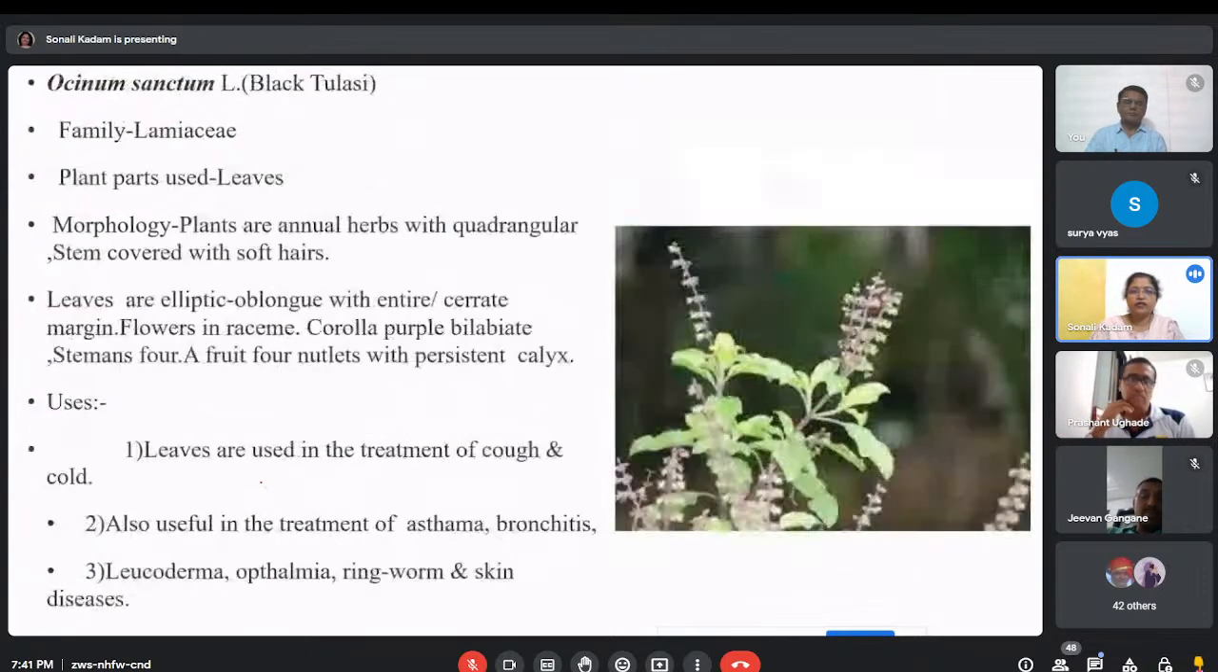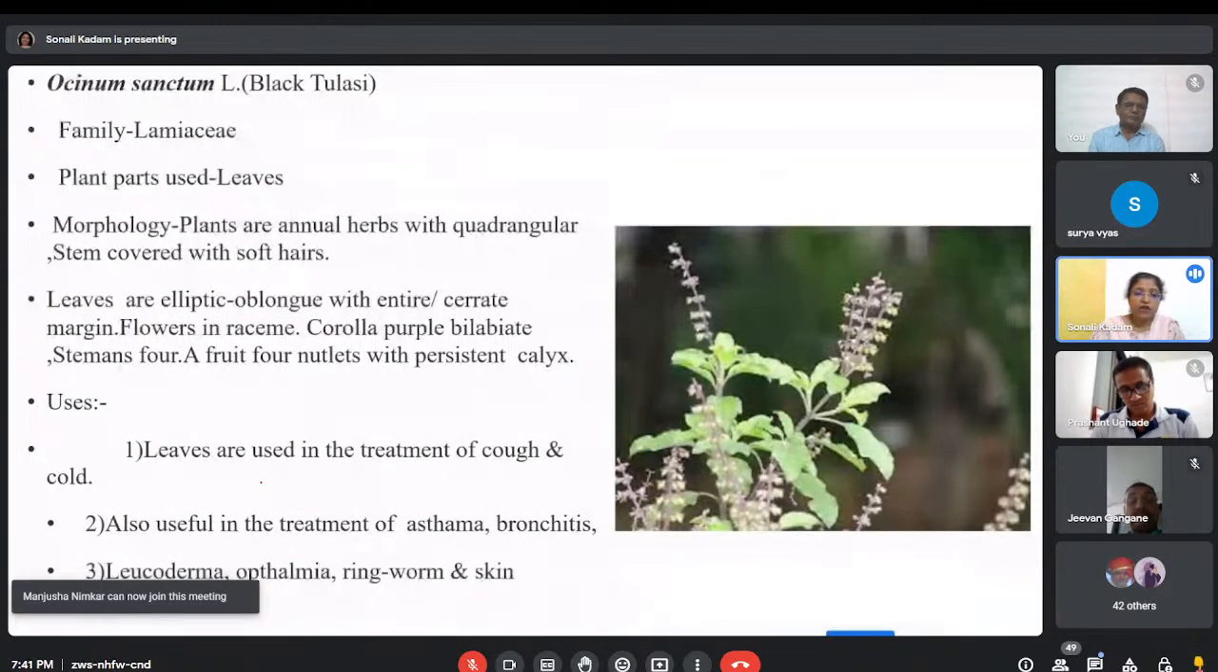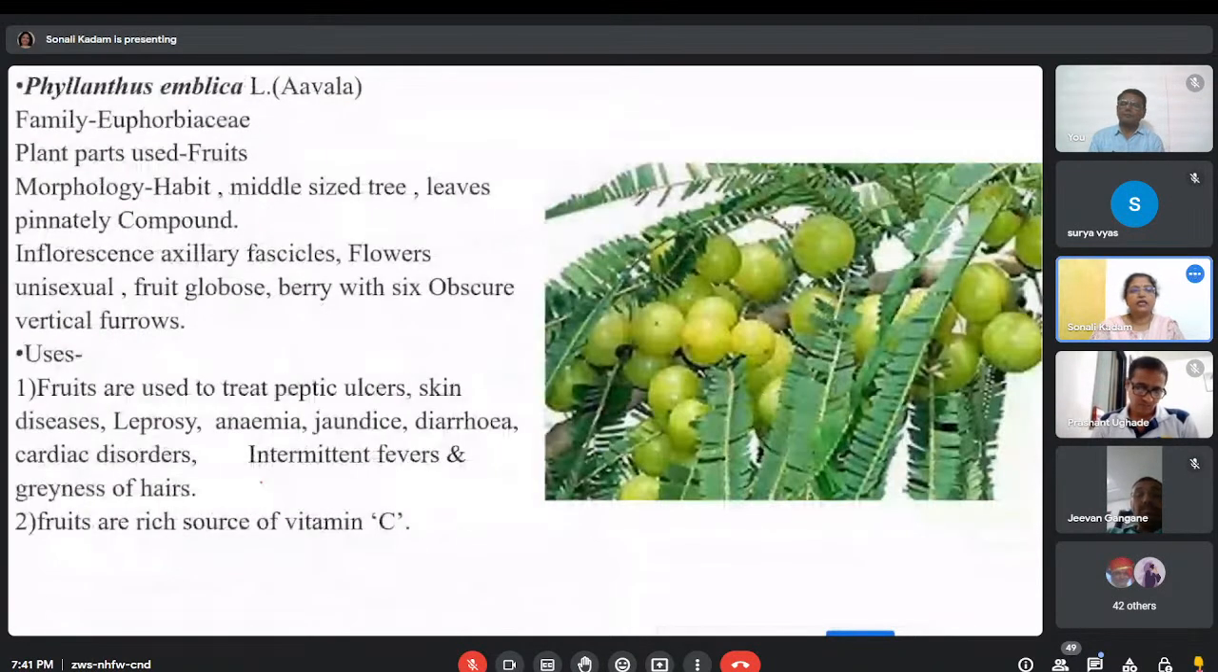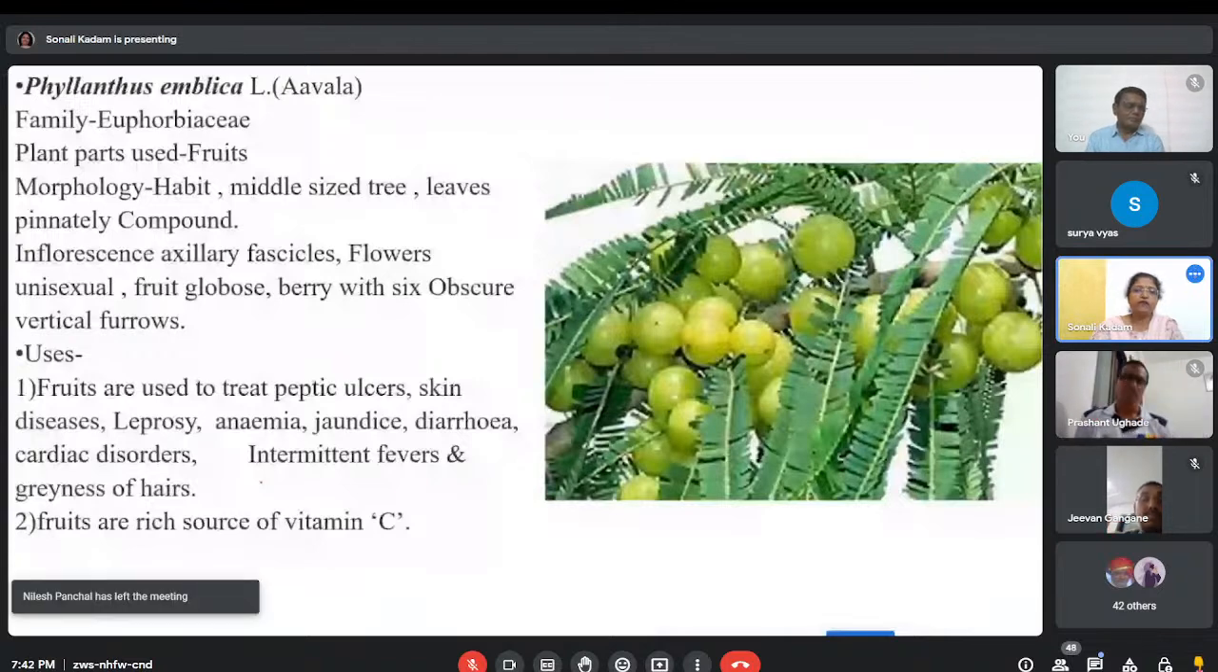This is our very dear one, the tulsi, and the leaves are used for cough and cold, asthma, bronchitis, then leukoderma, then ophthalmia, then ringworm and skin diseases. Then amla, everyone should consume this amla. One amla a day at least you should have in any form. The fruits are used for the treatment of peptic ulcers, skin disorders, leprosy, anemia, jaundice, diarrhea, cardiac disorders, and it is a good source of vitamin C. So each one should have at least one fruit a day in any form, either fresh or in the form of amla candy or amla supari, any way you should have it.